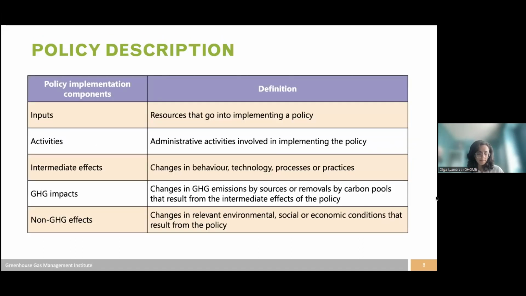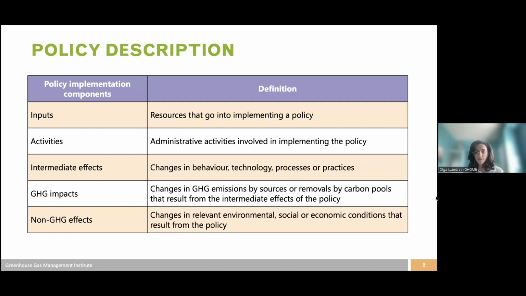So we start by compiling information that describes what's happening under the policy. And then this is used to determine what GHG impacts will be estimated and set the assessment boundary. A lot of this information will also be helpful in reporting under the Enhanced Transparency Framework. And we identify the components that are part of the policy description that are also required for international reporting in the guide. And then after the general description is complete, we go deeper into identifying and characterizing the inputs, activities, intermediate effects of the policy, and documenting expected changes as a result of the policy.